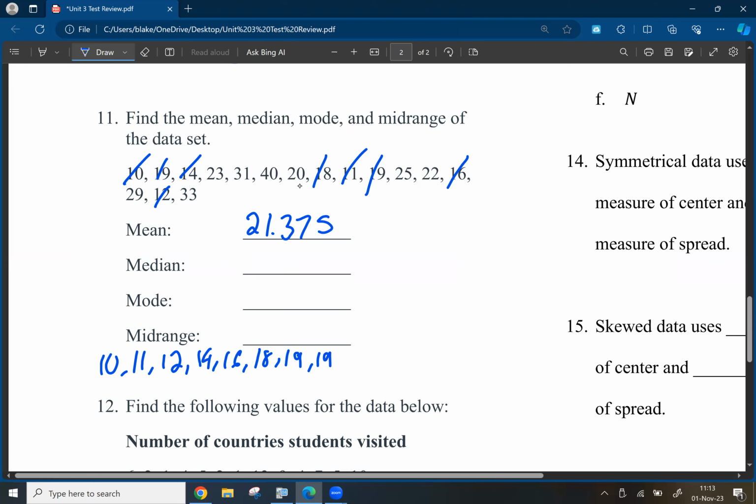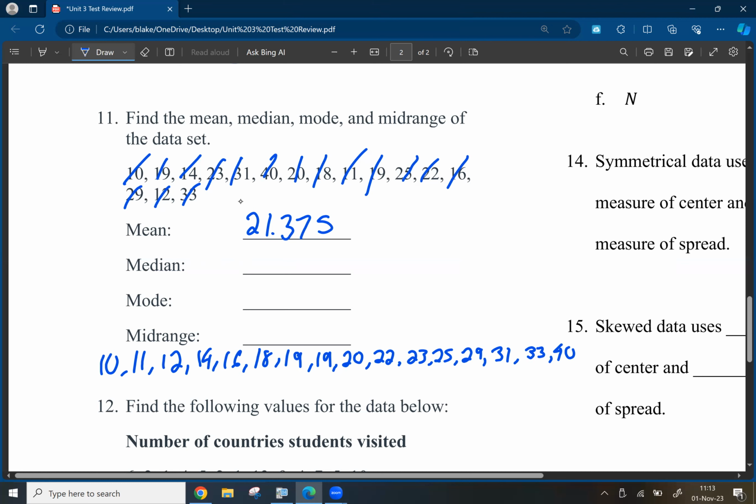I have a 20. I have 22, 23 and 25, 29, 31, 33 and 40. All right.